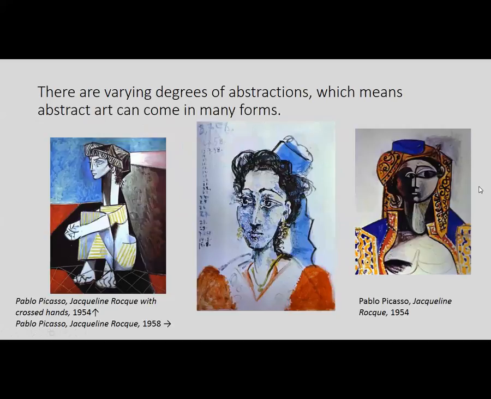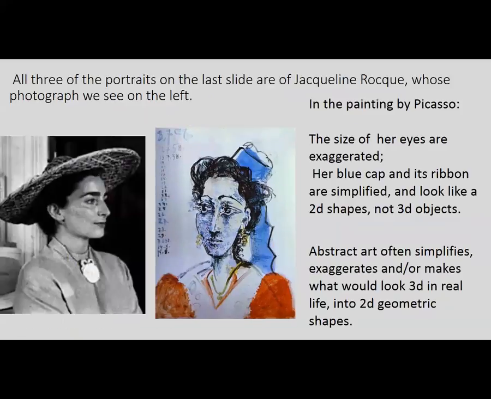And they're all abstract, but some of them look slightly more realistic than others. Yet they're still abstracted. So let's look at the one in the middle first. So in this painting, here's a photograph of her on the right. He's exaggerated the size of her eyes, so they're really big.